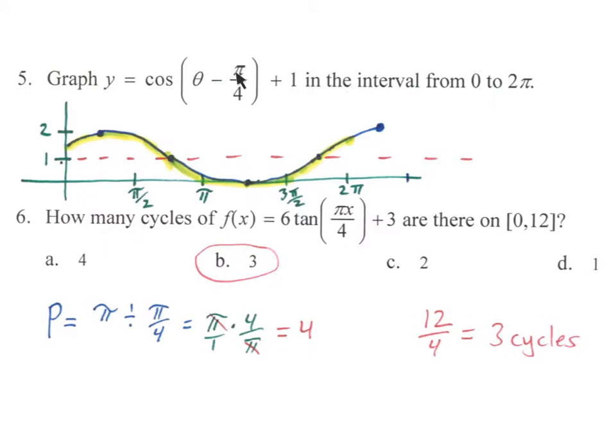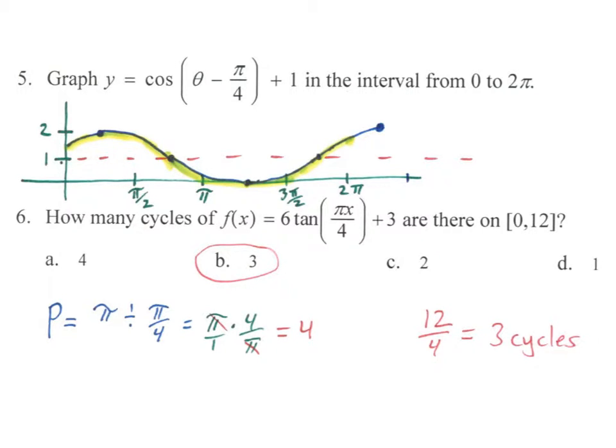Alrighty, graphing with a phase shift is the one I hate doing the most. So I notice my midline is going to be 1, so I put a midline of 1. My amplitude's 1, so I know I'm going to go up 1 and down 1. I know it's a cosine, so I know I'm going to start at the highest point.